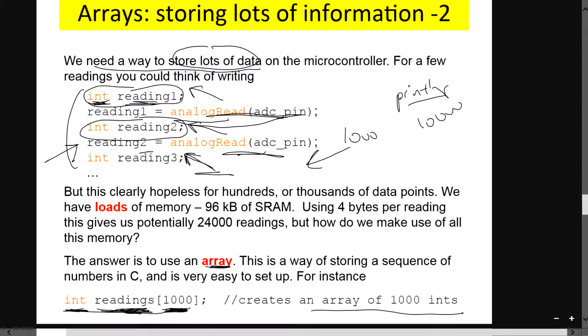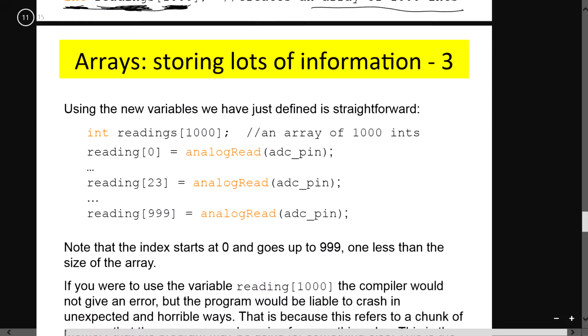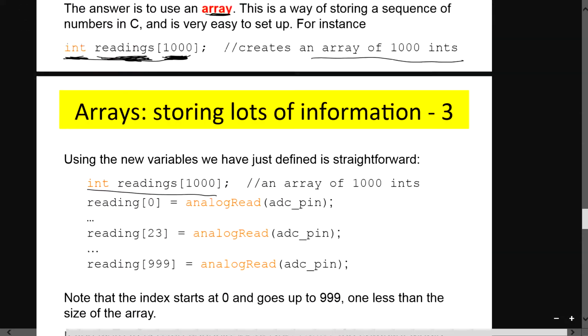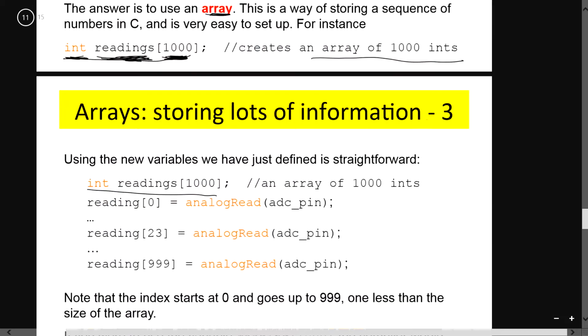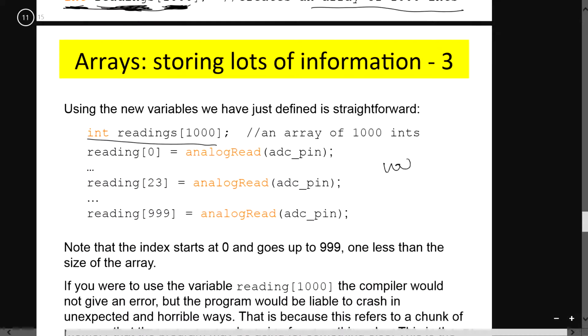This initialization replaces initializing reading1, reading2, reading3, but it doesn't help us with reading1 equals analogRead, reading2 equals analogRead, and so on. As you can see in the next line, initializing readings[1000] cuts down the process of writing initialize reading1, initialize reading2, initialize reading3, but it does not cut down the assignment lines. So in this case we are still going to have 1000 lines, which is also a problem.